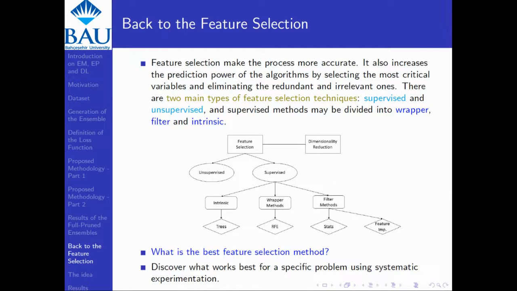So if I go back to feature selection, it makes your problem more accurate. It increases your prediction power by selecting the most critical variables and eliminating redundant ones. There are two main types of feature selection techniques, which are supervised and unsupervised. And supervised methods may be divided into 3 methods, which are wrapper, filter, and intrinsic. But we don't know what the best feature selection method is, right? So we want to discover which one will be the best. So we have to do systematic experimentation to find out which one will be the best for our specific problem.